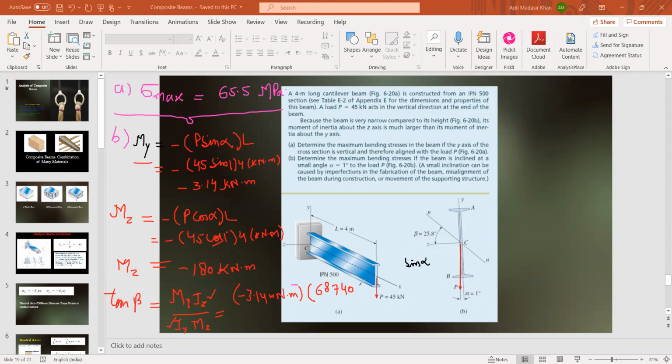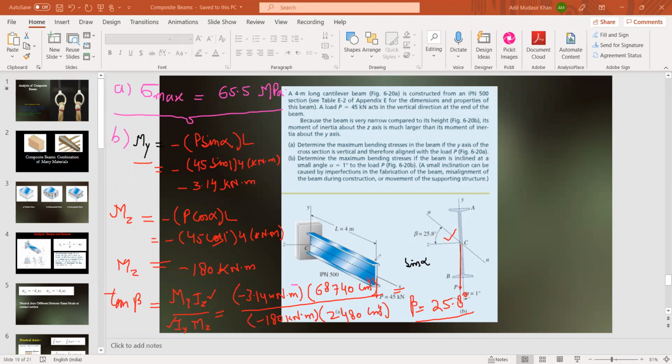68,740 centimeter raised to power 4 divided by Mz, that is minus 180 kilonewton meter multiplied by the moment of inertia Iy, that is 2480. This is given to us. Okay. Centimeter raised power 4. So once you calculate, the value of beta comes out equal tan inverse of this, that is 25.8 degree. The value of beta is 25.8 degree. So this NN represents the neutral axis now.